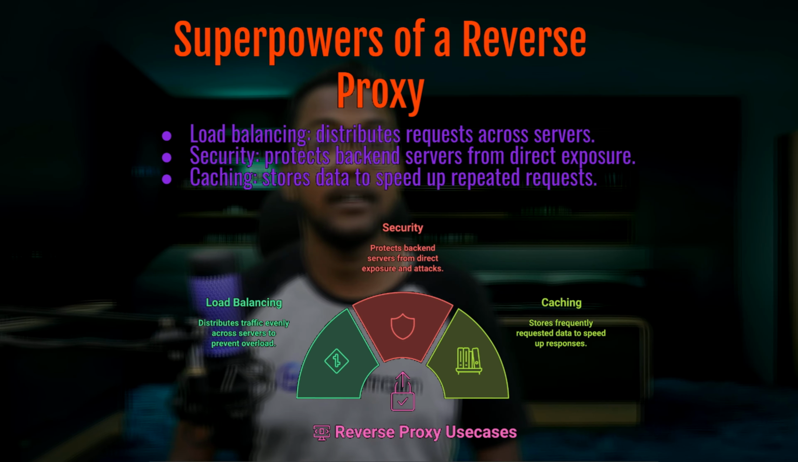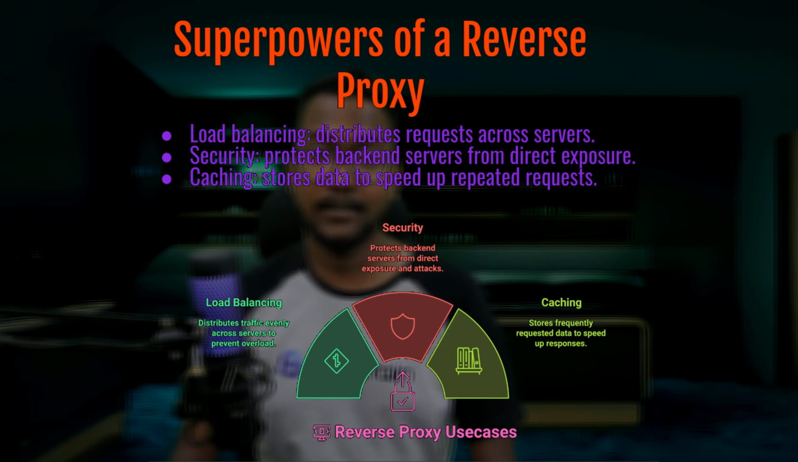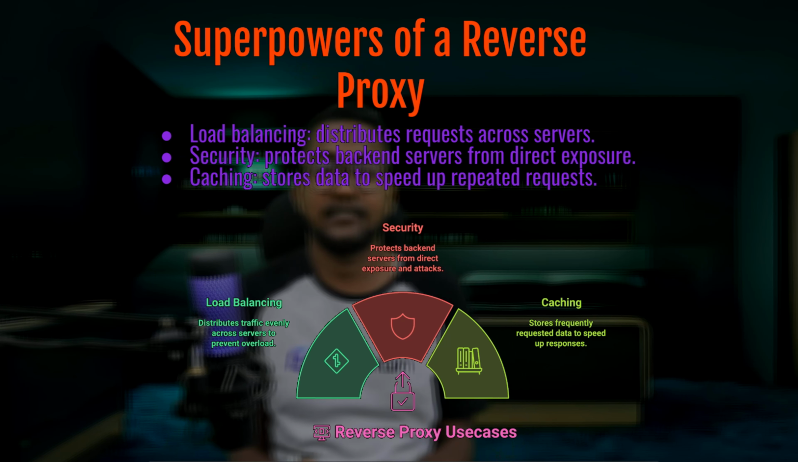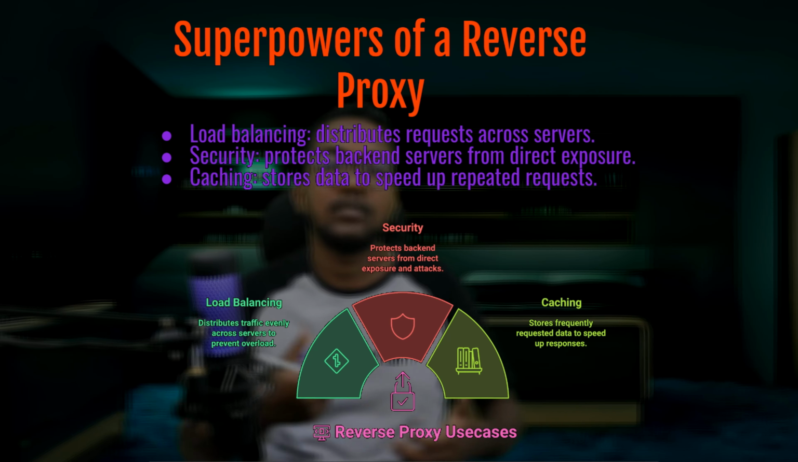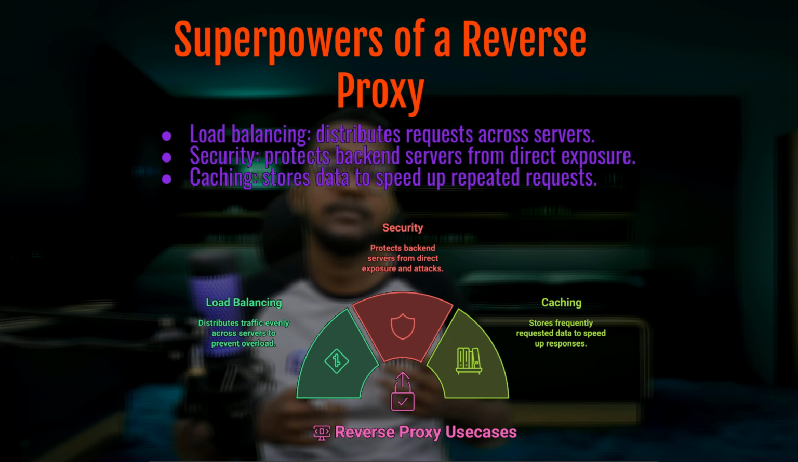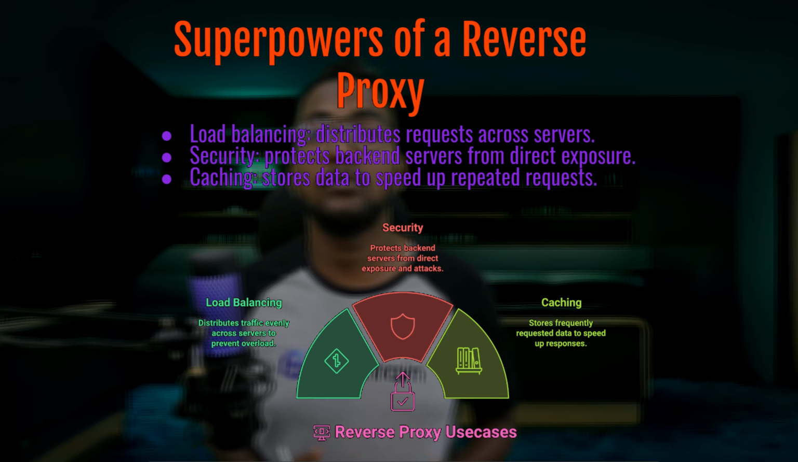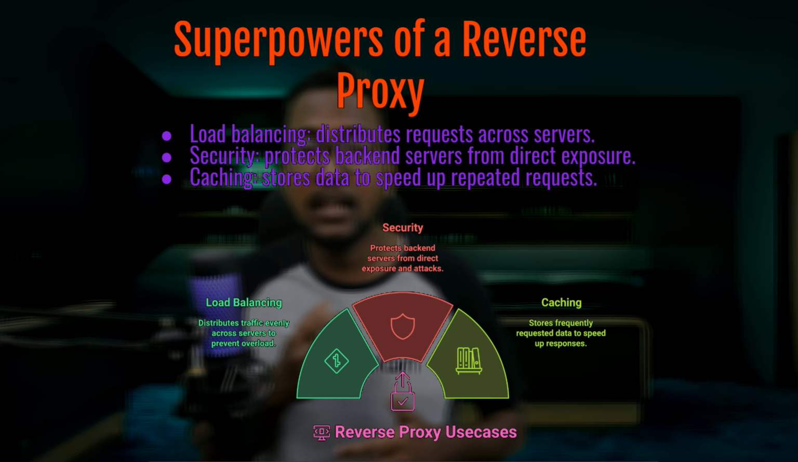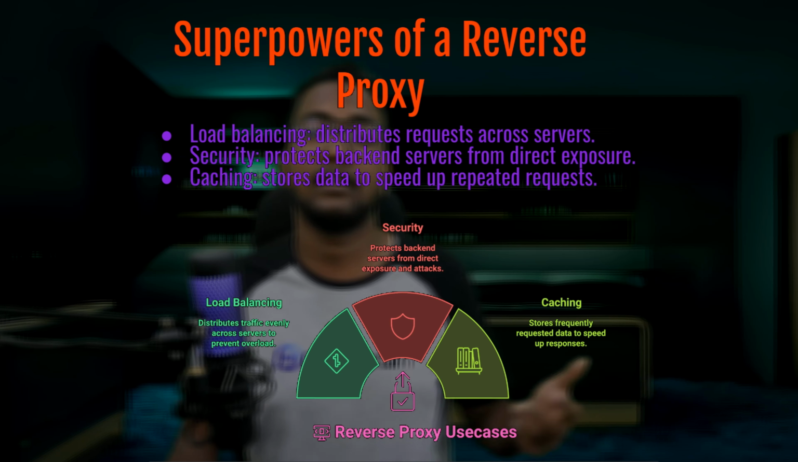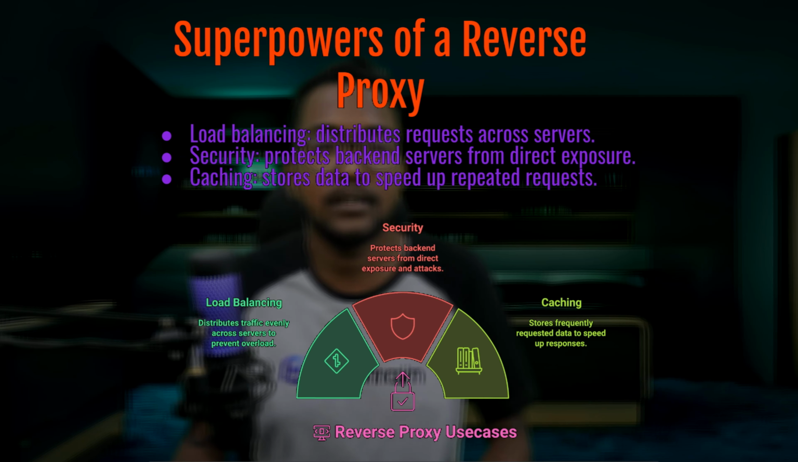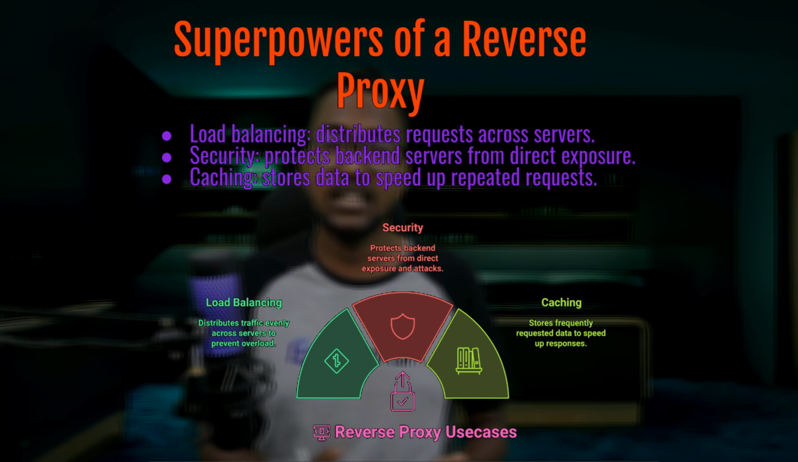The second superpower is security. A reverse proxy can protect your backend server from direct exposure to the internet. This is critical for preventing attacks, especially DDoS attacks, which, as I said earlier, are distributed denial of service attacks. Here malicious users flood your servers with thousands of fake requests trying to overwhelm or crash your system. By acting as a shield, the reverse proxy absorbs these attacks and prevents them from reaching your backend infrastructure. Think of it like a bodyguard that stands between your servers and the outside world, filtering and managing all incoming requests before they reach their destination.